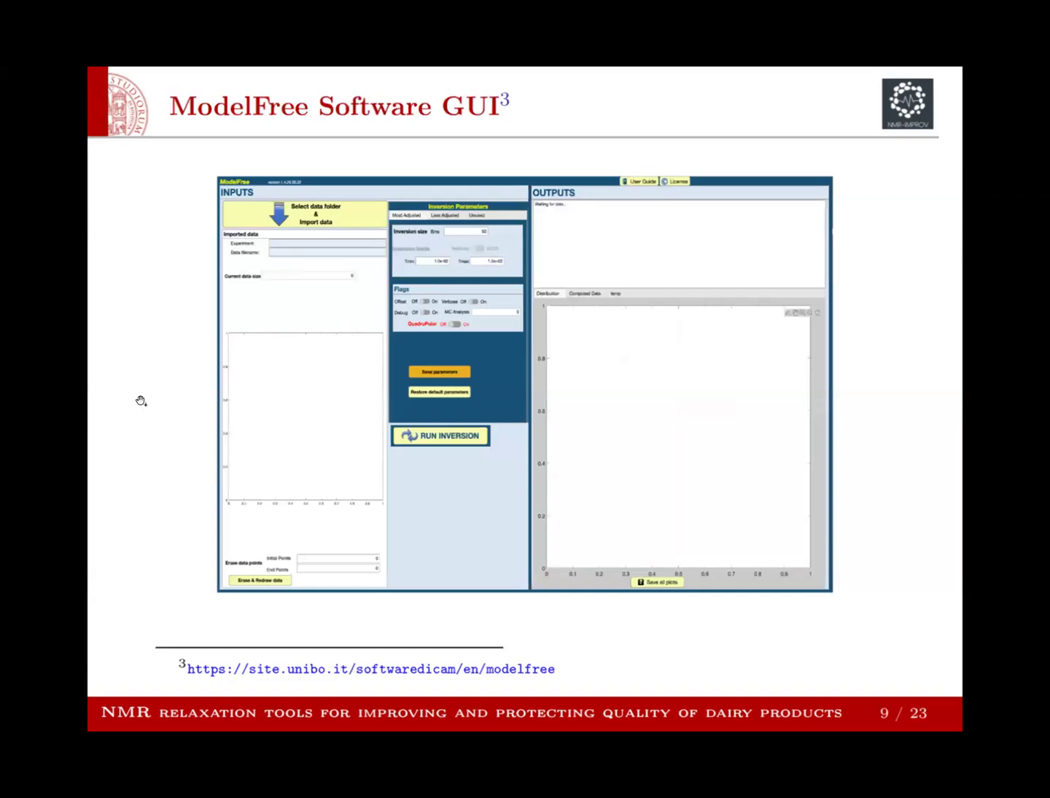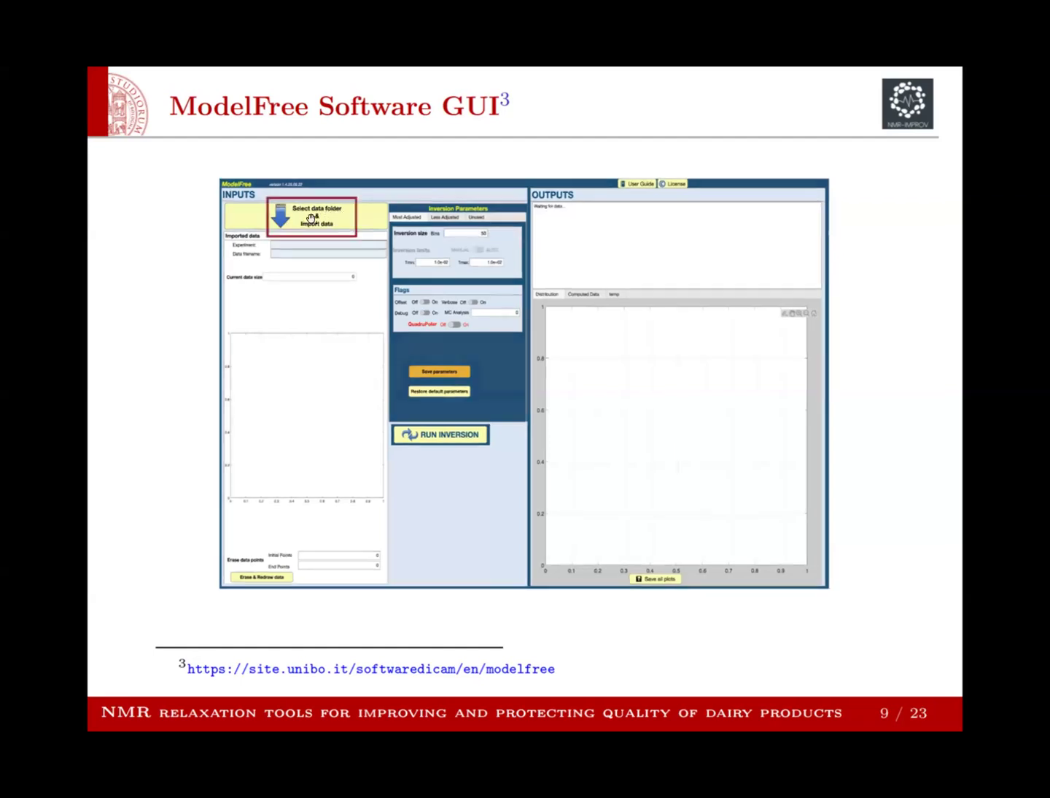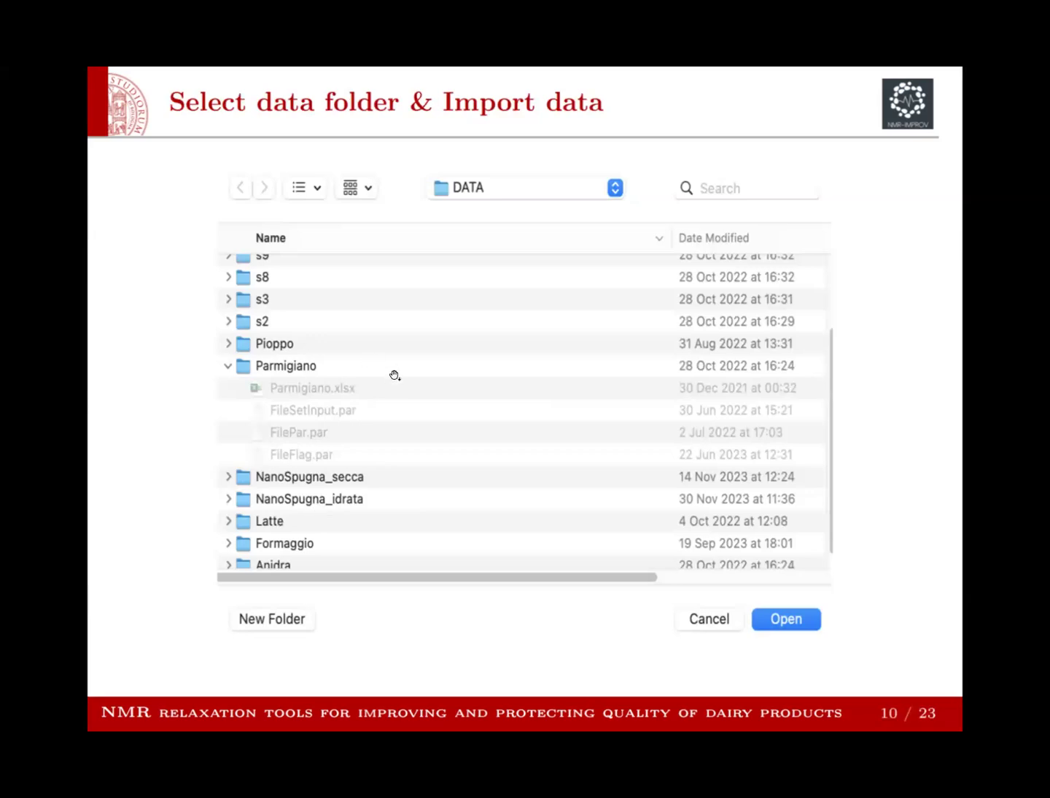So, passing to the software, this is its graphical user interface. The software is freely available at this link, on the site of the Department of Engineering of the University of Bologna, and it is implemented for Windows and Linux systems. When you open the software, the first thing to do is to select the data folder and import the data. By pressing this button, a window pops up where you have the data that you can upload to the software.